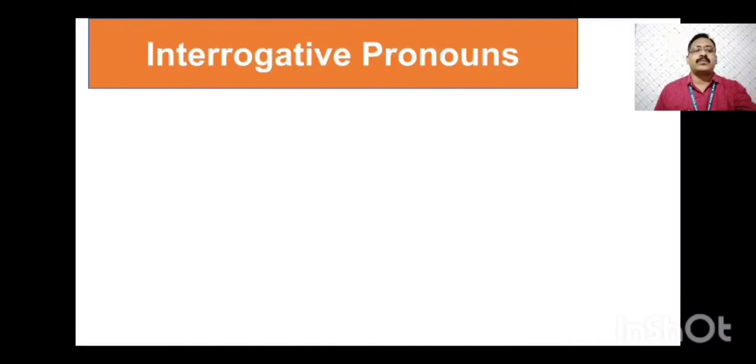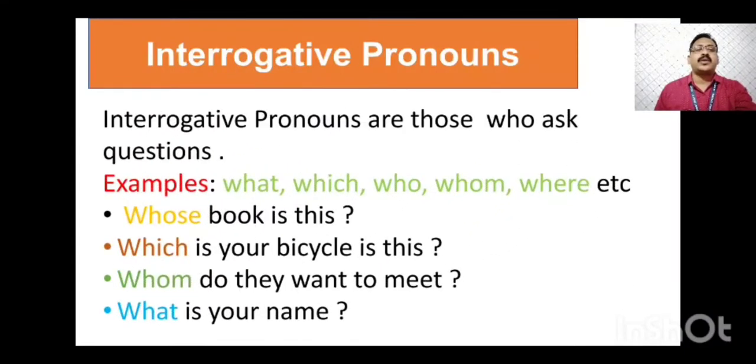Interrogative pronoun. Interrogative pronouns are those which ask questions. Example, what, which, who, whom, where, etc. Whose book is this? Which is your bicycle? Whom do you want to meet? What is your name? In these four examples, every sentence is asking a question. Whose, which, whom, what we are using to ask questions. So they come under interrogative pronoun.